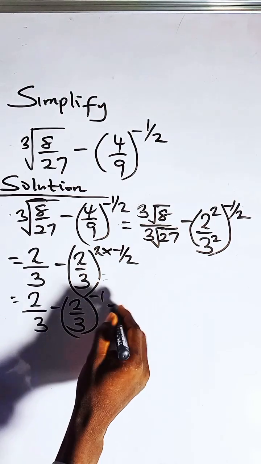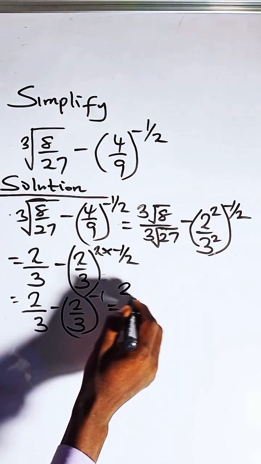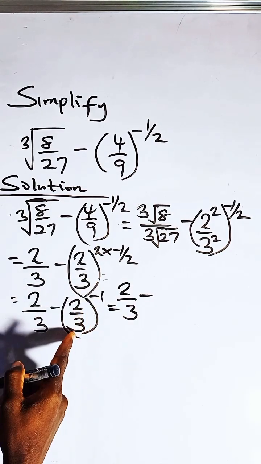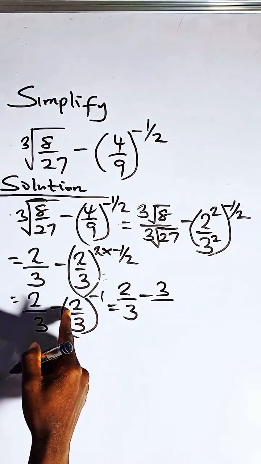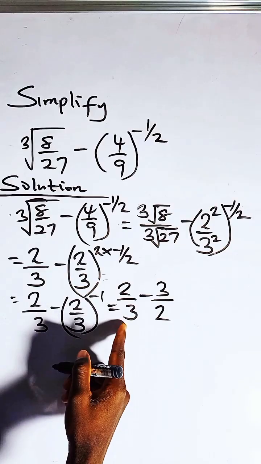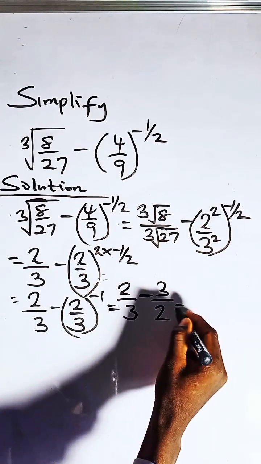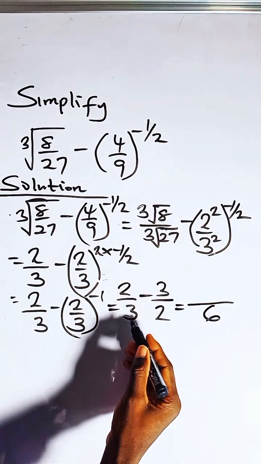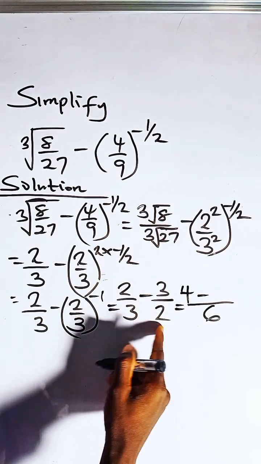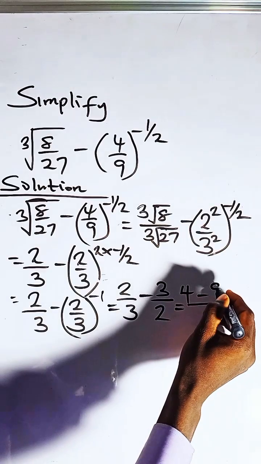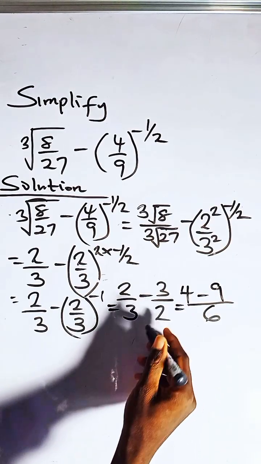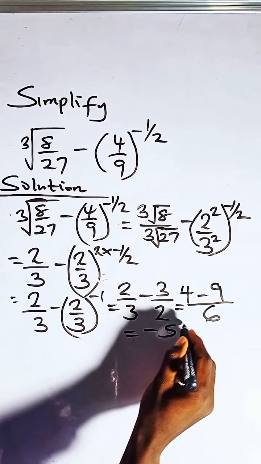So for minus 1, we have 2 over 3 minus. As a result of the minus exponent, the denominator comes up and the numerator becomes the denominator. At this point, we look for the LCM of 3 and 2, that gives us 6. For 3 into 6 is 2, 2 times 2 is 4, minus, for 2 into 6 is 3, 3 times 3 is 9. So 4 minus 9 gives us minus 5 over 6.